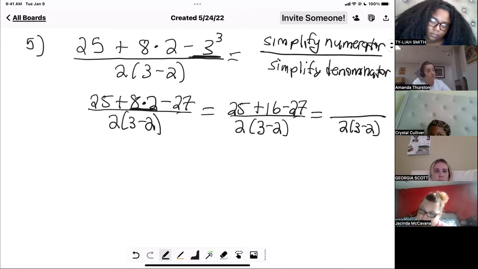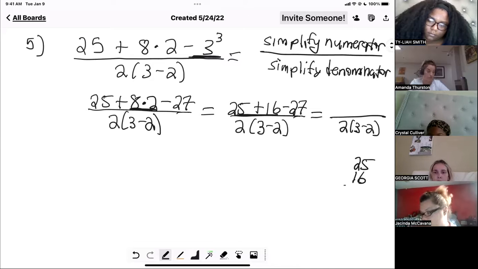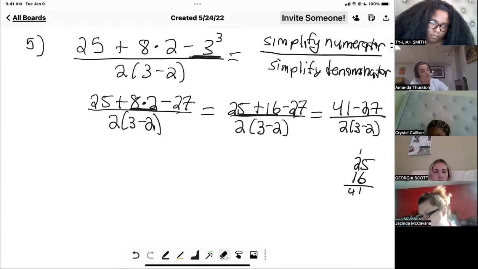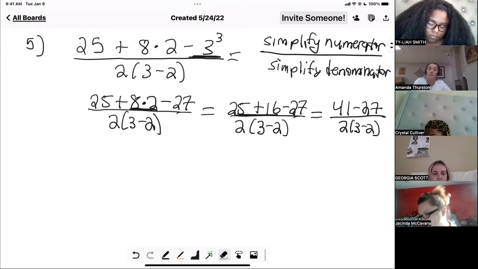All right, then we're down to adding and subtracting. What comes first? We're adding here, okay, 25, let me put down here, 25 and 16. 6 plus 5 is 11, 2, 3, 41. 41 minus 27. I'm just going to erase that so it's not in the way. And then we got one more thing for our numerator.